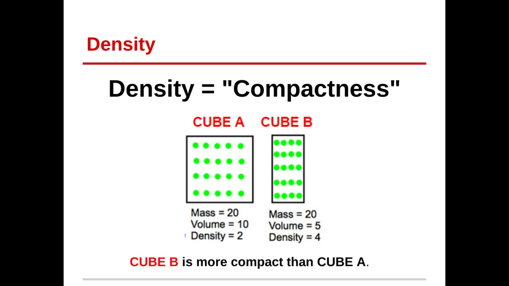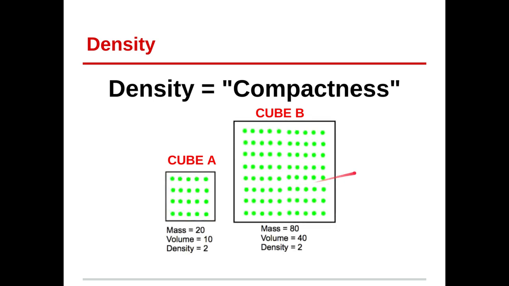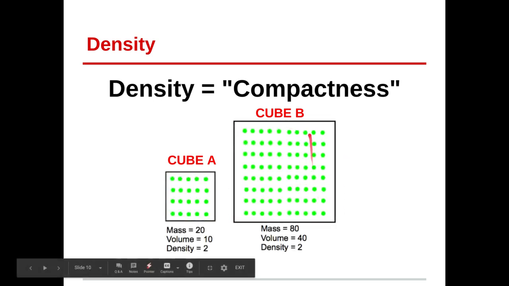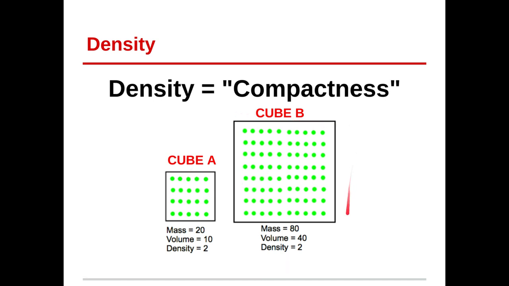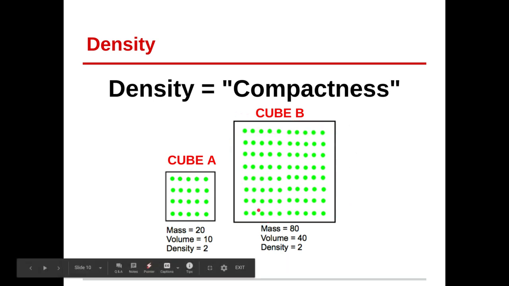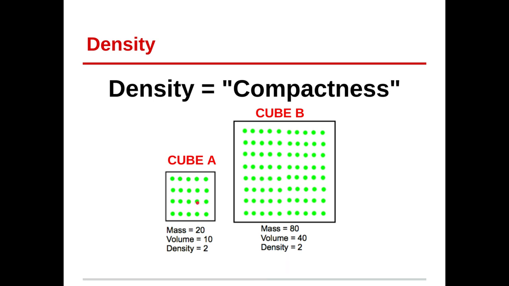Okay, cube B is more compact, cube B is more dense. Finally, we can have different sized containers, but just because a container is smaller doesn't mean it's more dense. So in this case, if we do the math, the density in both of these cubes will be 2. We have a smaller cube here, but it also has fewer dots in it. Here we have a bigger cube, but it fits more dots in there. So in the end, they both have the same amount of compactness.